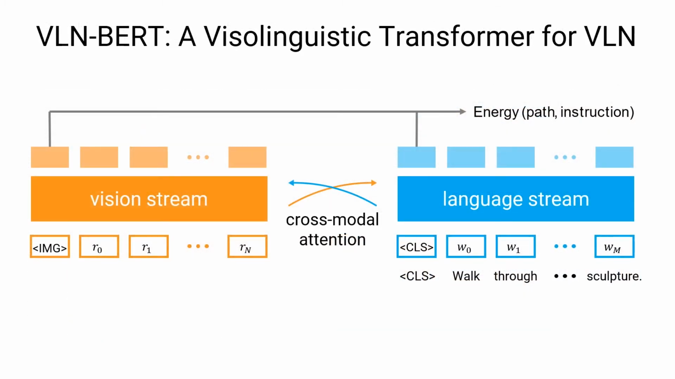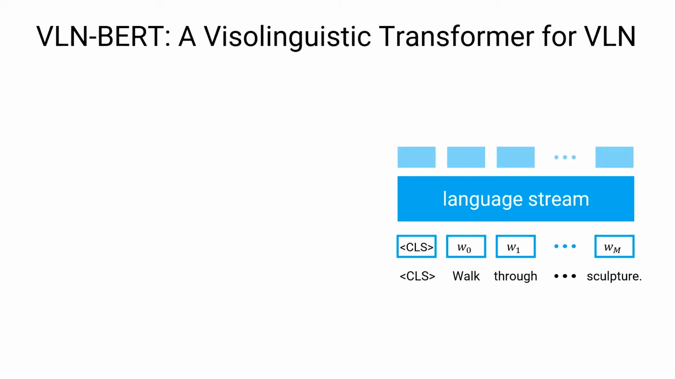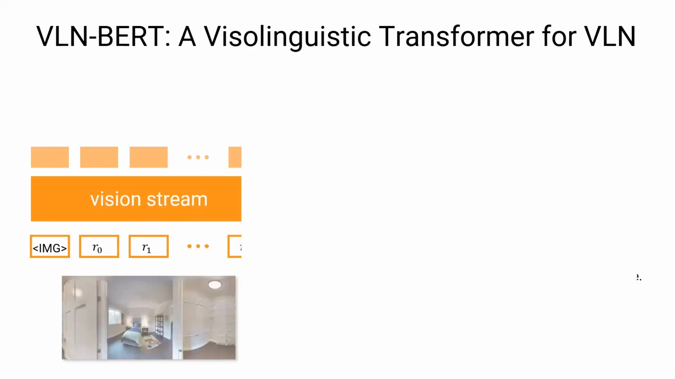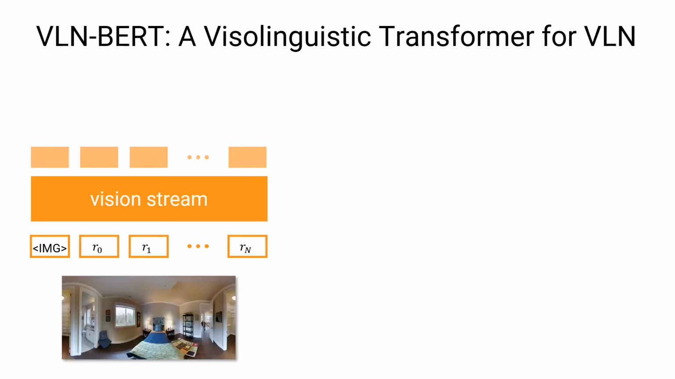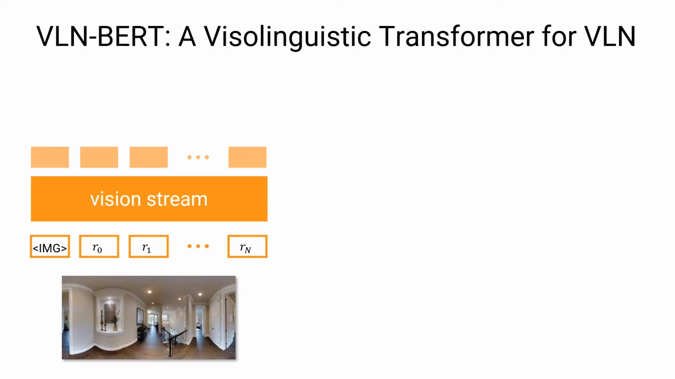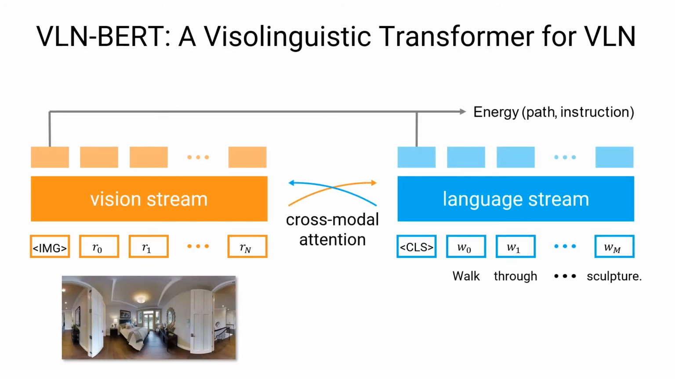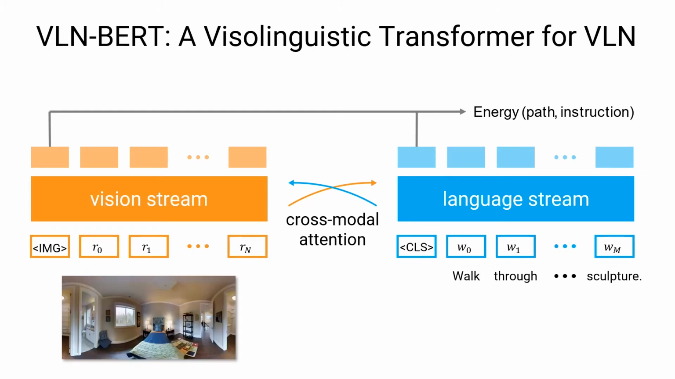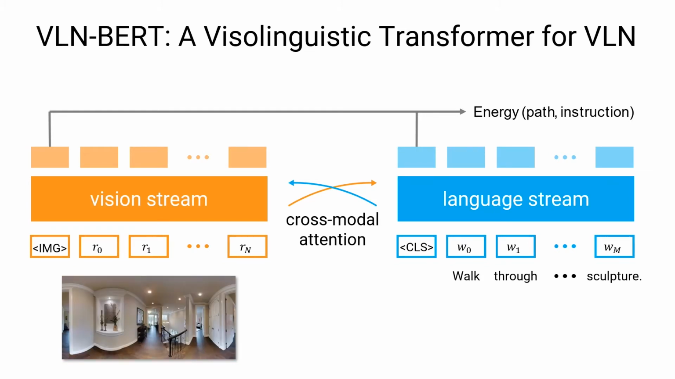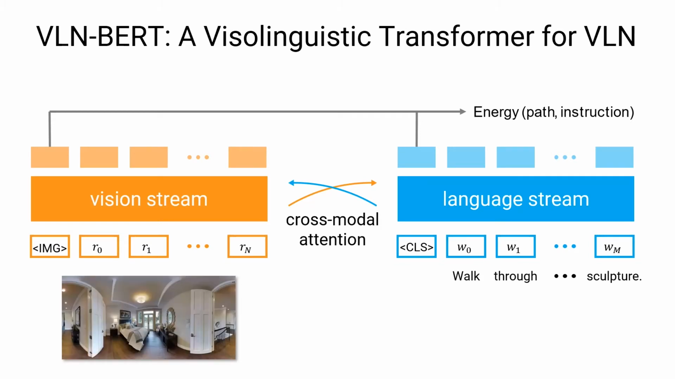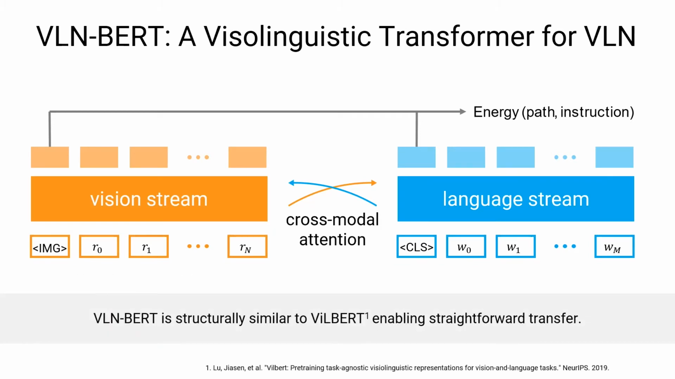Our model, denoted as VLN-BERT, is composed of the two-stream structure shown here. Both streams are composed of BERT-like architectures and connected with cross-modal attention layers. The inputs to the language stream are word tokens from the navigation instructions. For the vision stream, we run an off-the-shelf object detector and treat the detected regions as visual tokens. The output from our model is a score that measures the compatibility between a path and the navigation instructions, and we use this score to rank paths for a path selection task in VLN. By design, VLN-BERT extends prior work in vision and language, enabling straightforward transfer from vision and language to vision and language navigation.